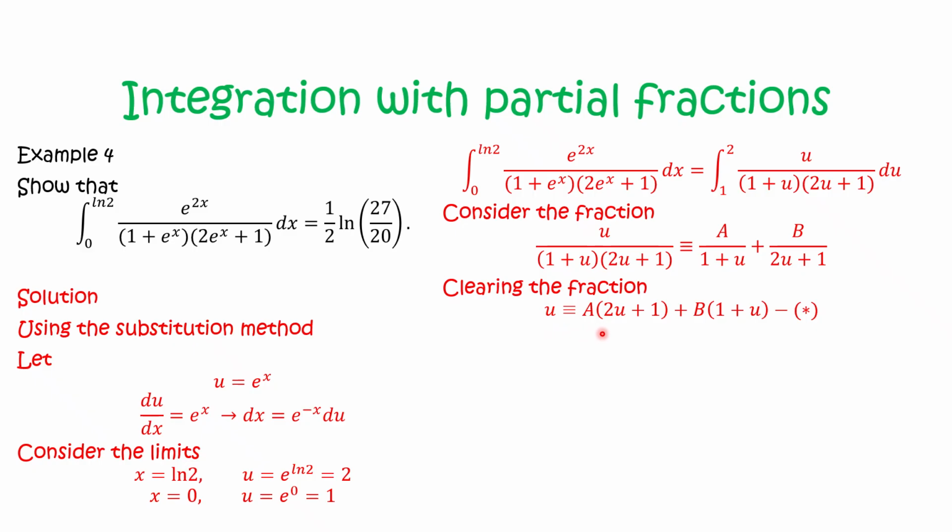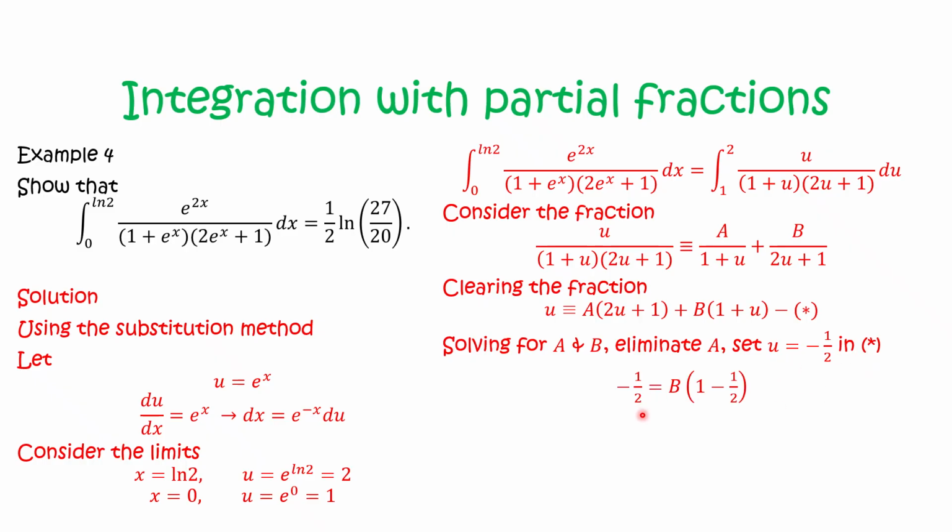So we clear the fractions, of course, so that we have u equivalent to A times (2u plus 1) plus B times (1 plus u). We label this identity star. Now solving for A and B, we eliminate A first by setting u equal to minus 1/2 in identity star. In so doing, we are going to have minus half is equal to B times (1 minus half), and that would give us B is equal to minus 1.